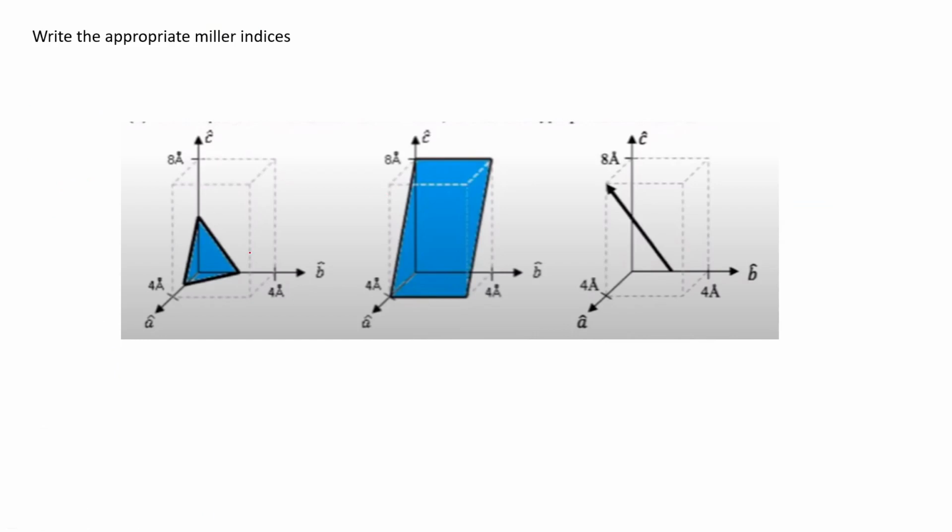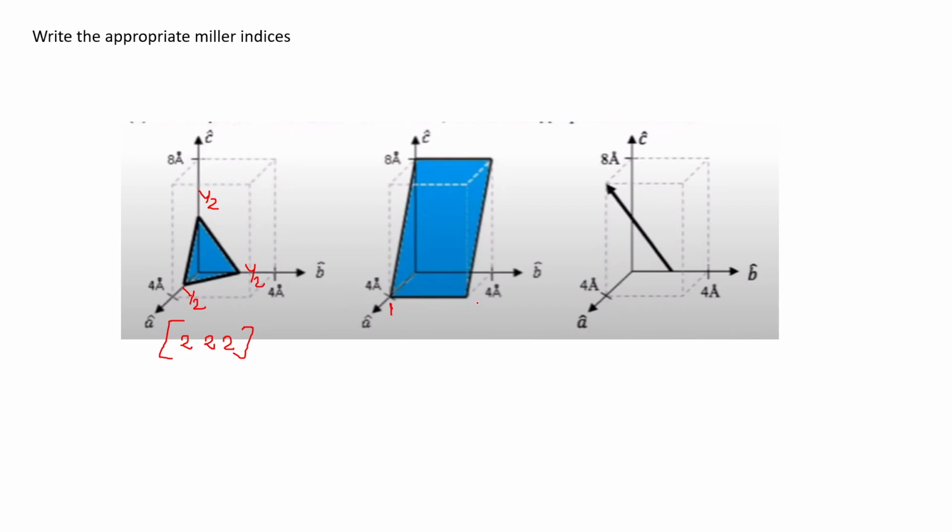So see here, it's crossing the A part half, B part half, C part half. Okay, so half, half, half. So it will be 2, 2, 2, the reciprocal part. Okay, and here it's touching A fully, so it will be 1.